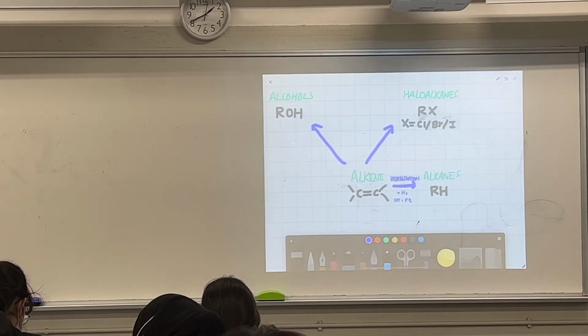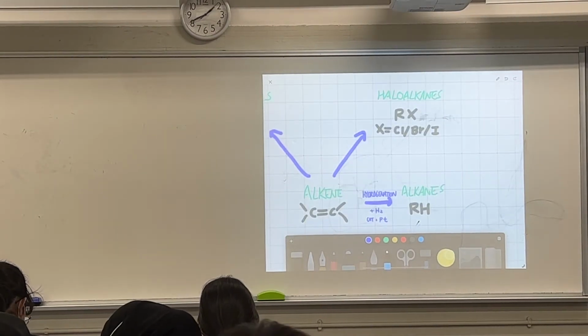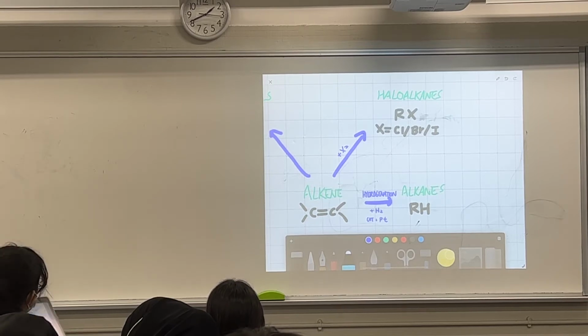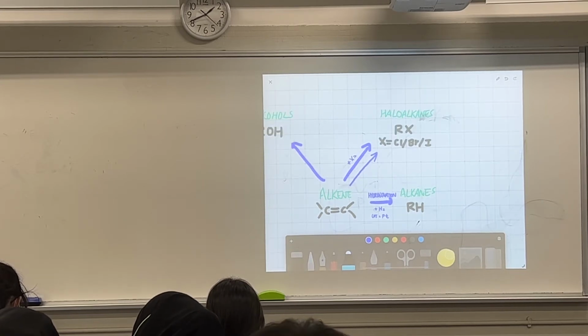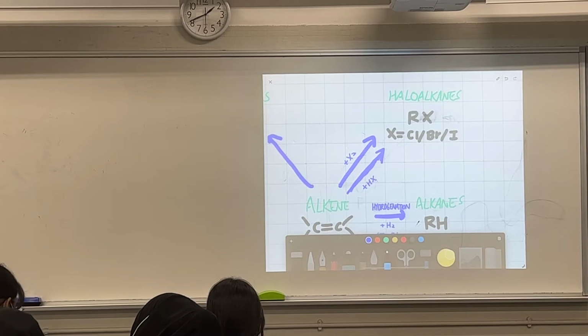You can also add other things onto alkenes. For example, you can add halogen X2 onto alkenes to form haloalkanes, or you can also add HX, hydrogen halide, onto alkenes to form the haloalkane. The difference between adding X2 and HX is that one adds just one X across the double bond. The other adds two X's.